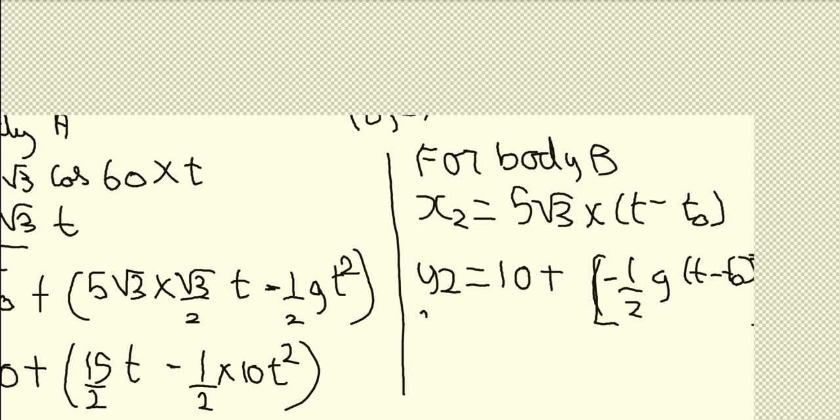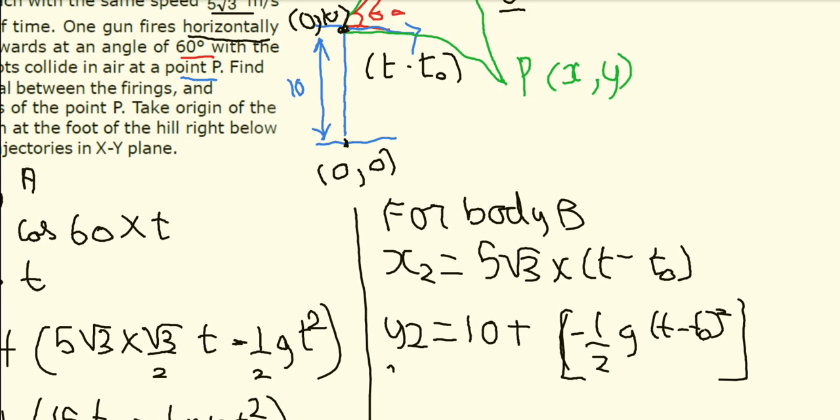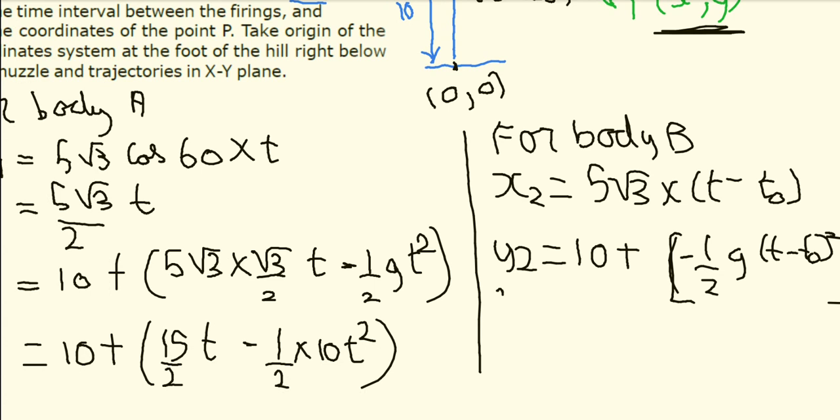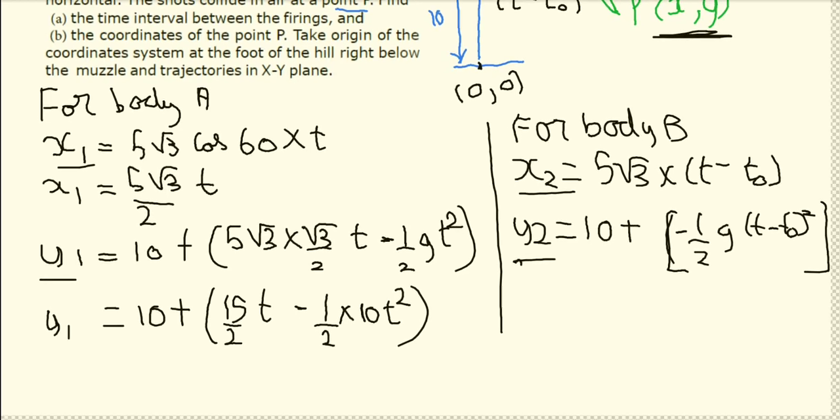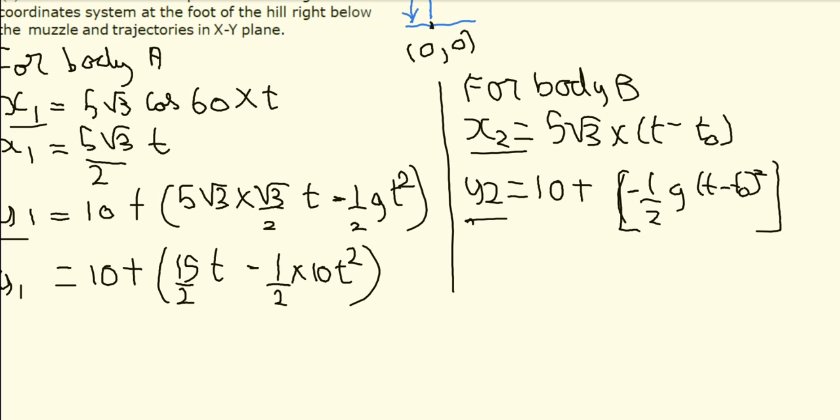Now it is given that after a certain time both of them meet at the same point. It means that x1 will be equal to x2, and y1 will be equal to y2. Let us equate x1 and x2 over here. x1 is equal to x2, so 5 root 3 divided by 2 into t will be equal to 5 root 3 (t minus t naught).